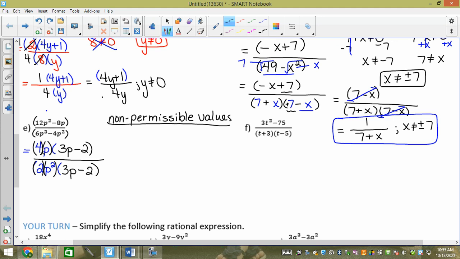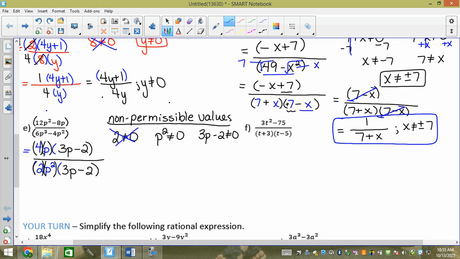So I have 2 can't equal 0. I have p squared can't equal 0. And I have 3p minus 2 can't equal 0. Whatever's in brackets gets set not equal to 0 in your denominator. Okay? Now, 2 can't equal 0. Is that an NPV or a true statement? True statement. 2 can't equal 0.